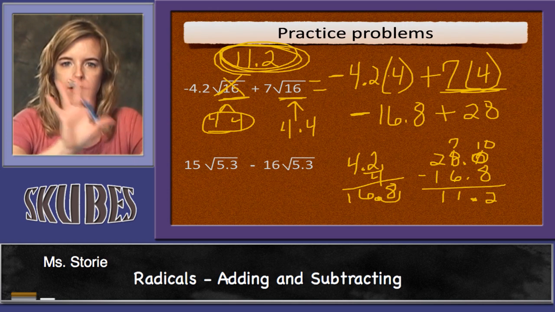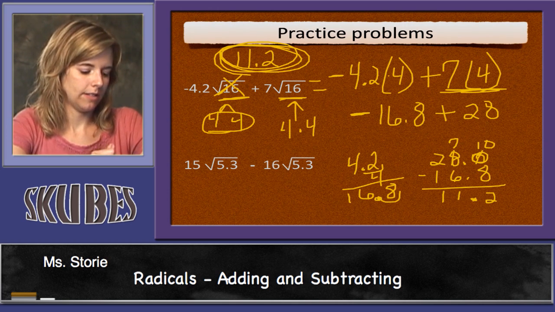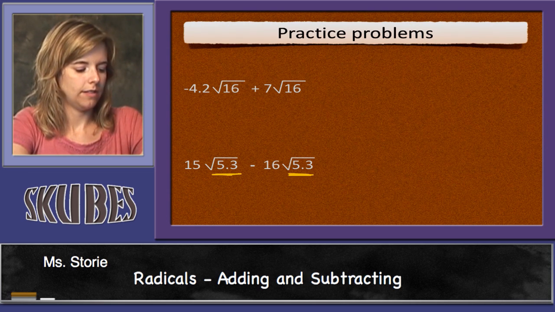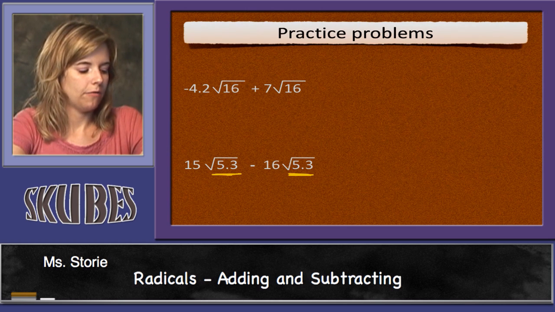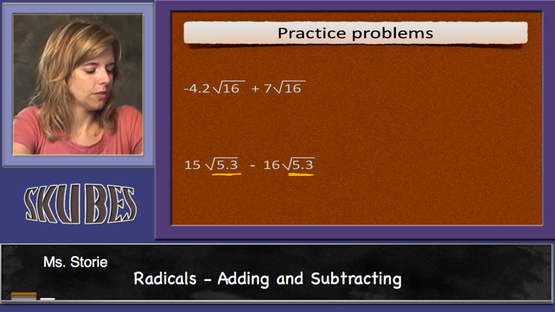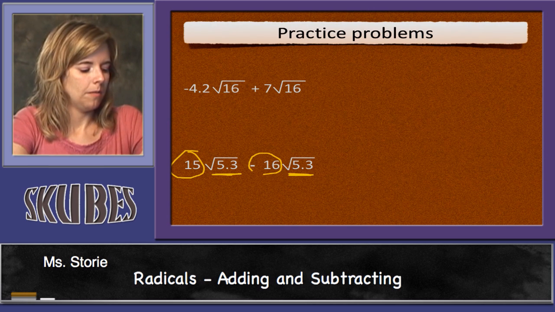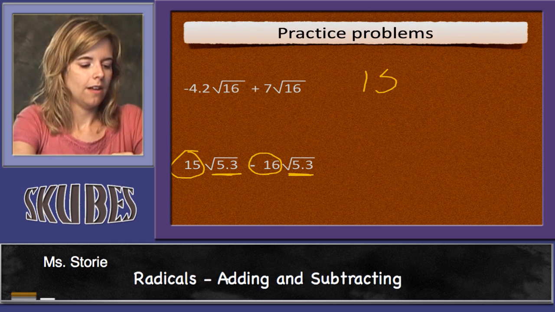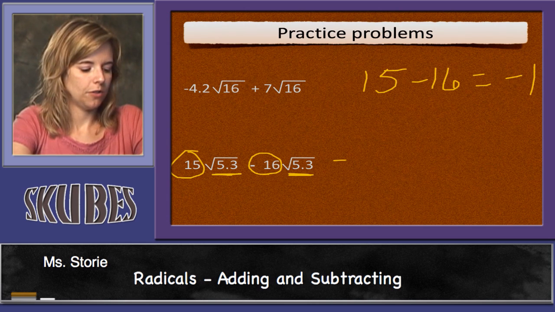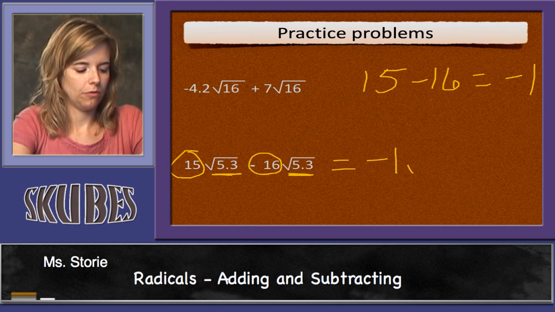Turns out your radicands disappear. They're all gone. Now let's take a look at the last one. Are these the exact same? Yes. Are they fully simplified? Yeah, because even if we ignore that decimal and just call it the number 53, 53 is a prime number. We can't break that down anymore. So we're just focusing on 15 minus 16. Okay, if you have 15 minus 16, you're going to get a negative 1. So your final answer is going to be negative 1 radical 5.3.